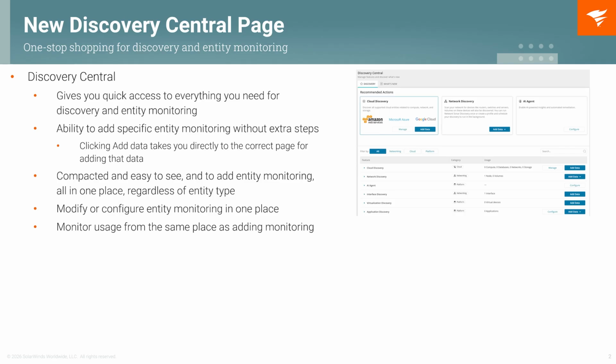Clicking Add Data takes you to the specific area of the software and adds particular types of entities, such as application monitoring, without multi-click steps through the settings, product settings, etc. All entity monitoring starts in the same place instead of scattered around the software, depending on the entity type.